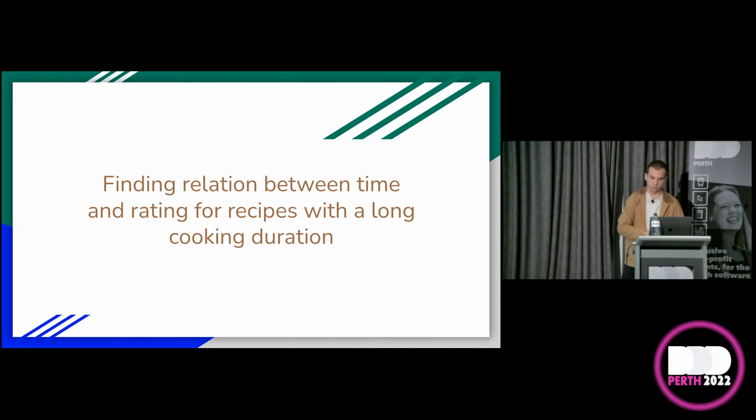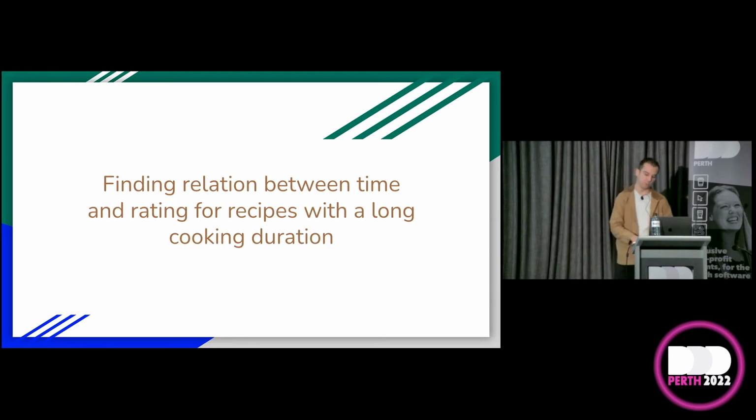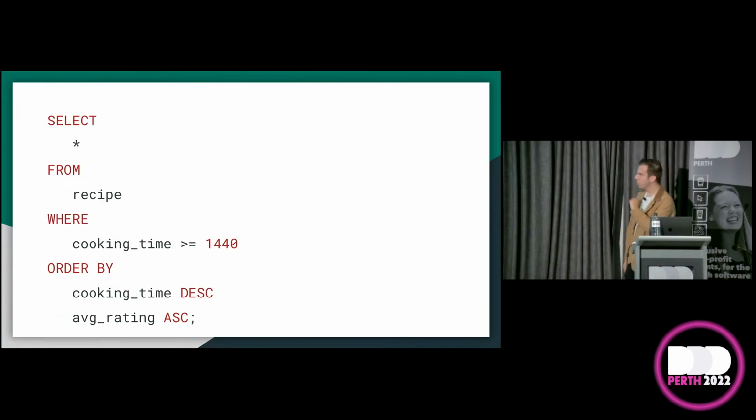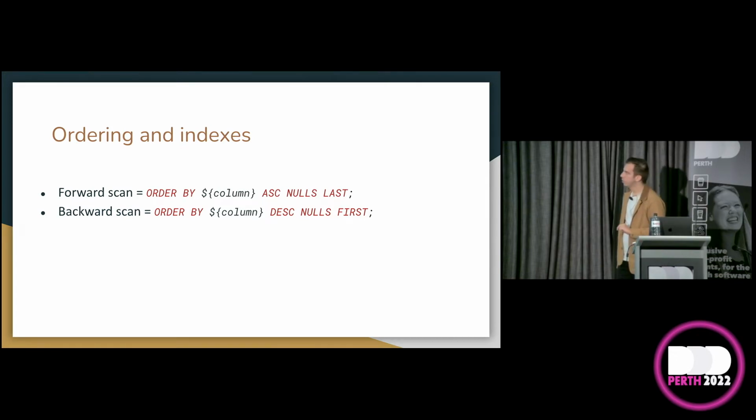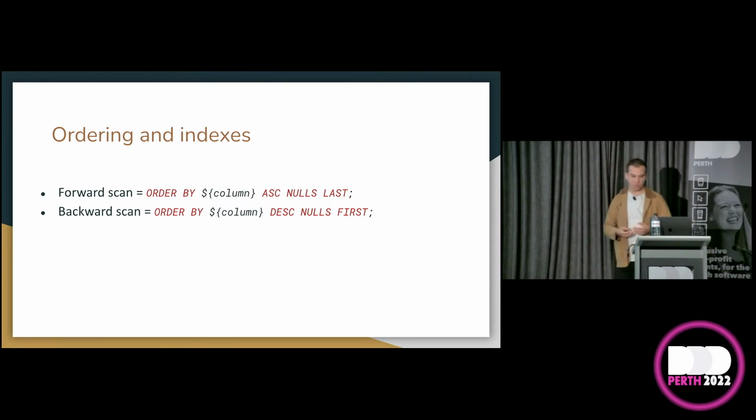Okay. What is the relation between time and rating for recipes with long cooking duration? So essentially, we're trying to look at recipes that take longer than a day, and we want to see the worst rated ones that have the longest duration. Something like so. Okay, cool. So what I mentioned before was indexes are ordered. So if you do what they call a forward scan, it's like ordering like this. Backward scan is ordering like this. What does that mean? Well, it means that we can avoid sorting when we do a query, which saves us a bit of time.